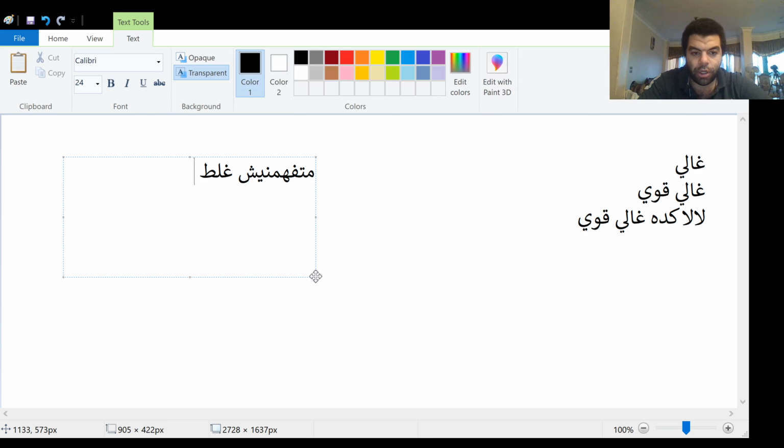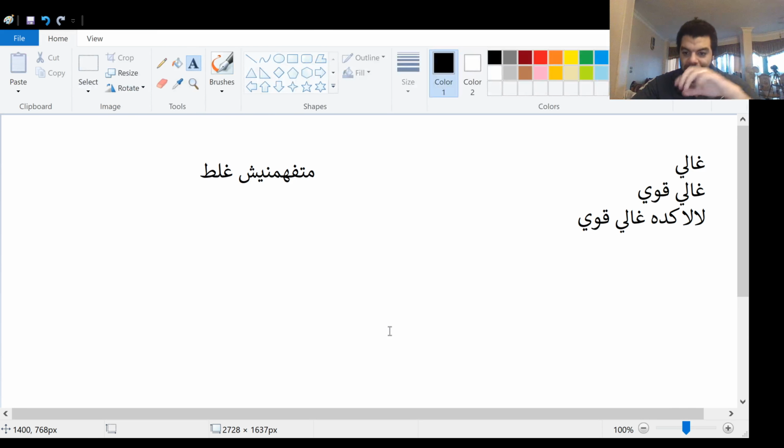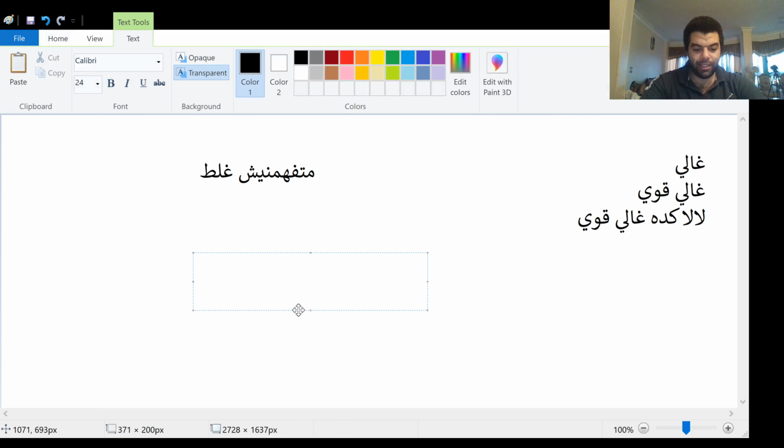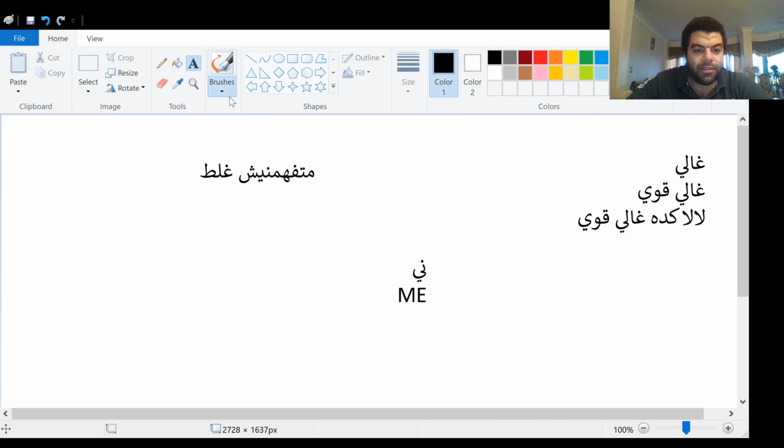غلط means wrong. ما تفهمنيش غلط. Because the word ni means me. So when I say ni, this means me in English. Okay? So let's explain this word quickly. So this is the beginning of the sandwich, the upper bun, and this is the lower or the second part of the sandwich. So this is mish.